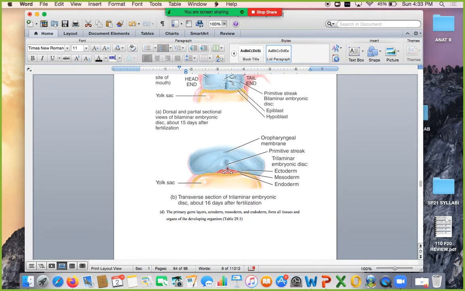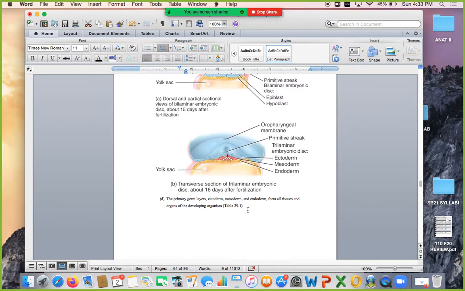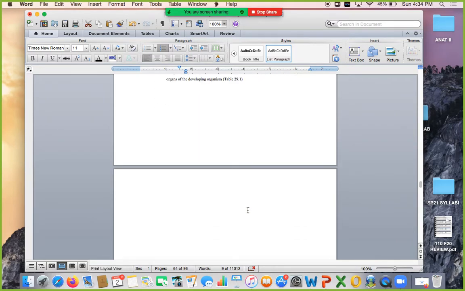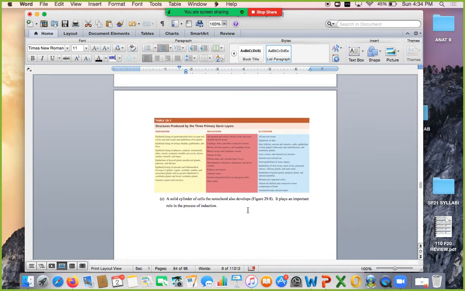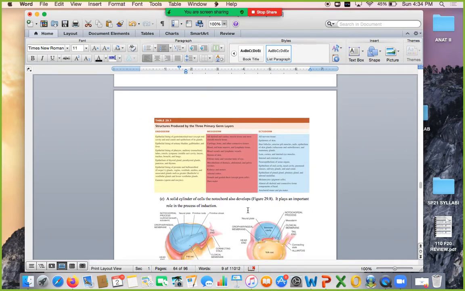So what was previously the epiblast and the hypoblast are now going to become the ectoderm and the endoderm, and the mesoderm is going to come right on in, and now we're going to end up with a trilaminar embryonic disc. This is about 16 days post-fertilization. All right, this I'm not going to go over.